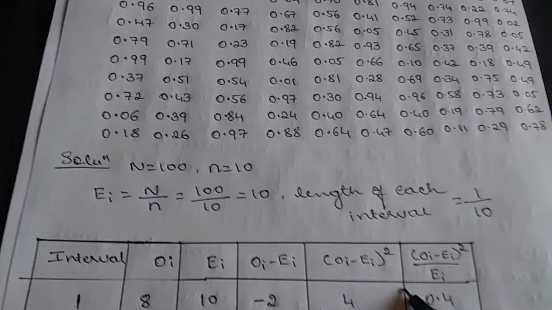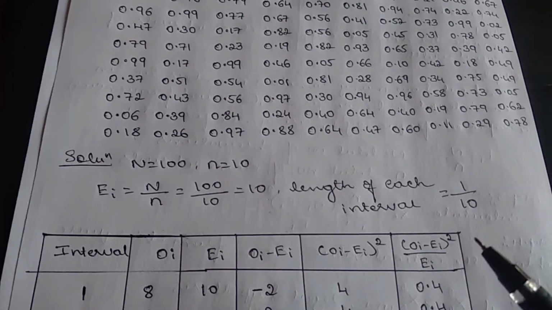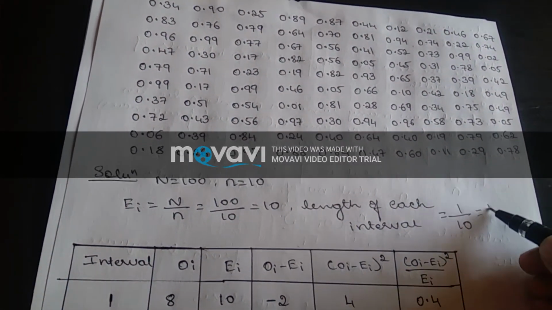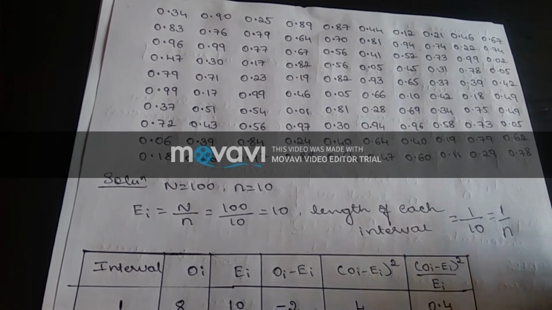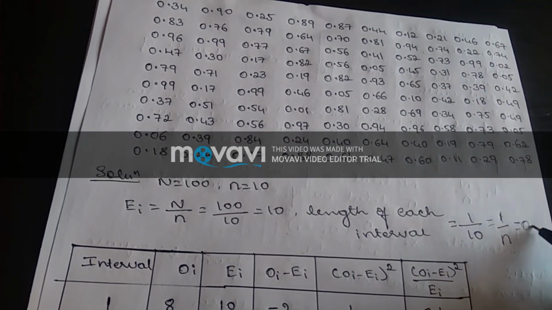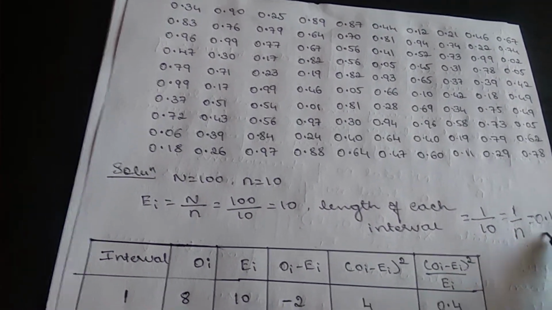In this question it is already given that the intervals are equal, from 0.0 to 0.1, then 0.1 to 0.2, like that. But if it is not given, how do you find out? The length of each interval is equal to 1 divided by small n. Here we know small n is 10, so this is 0.1.